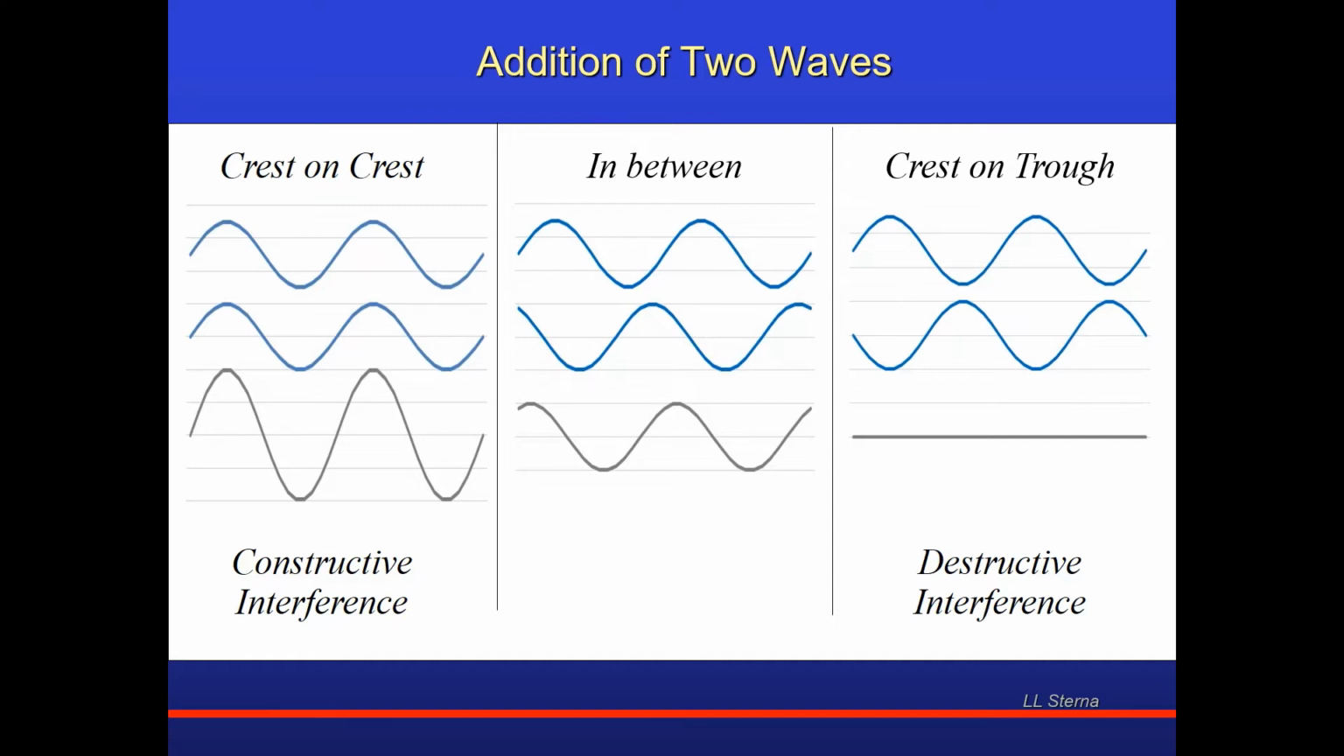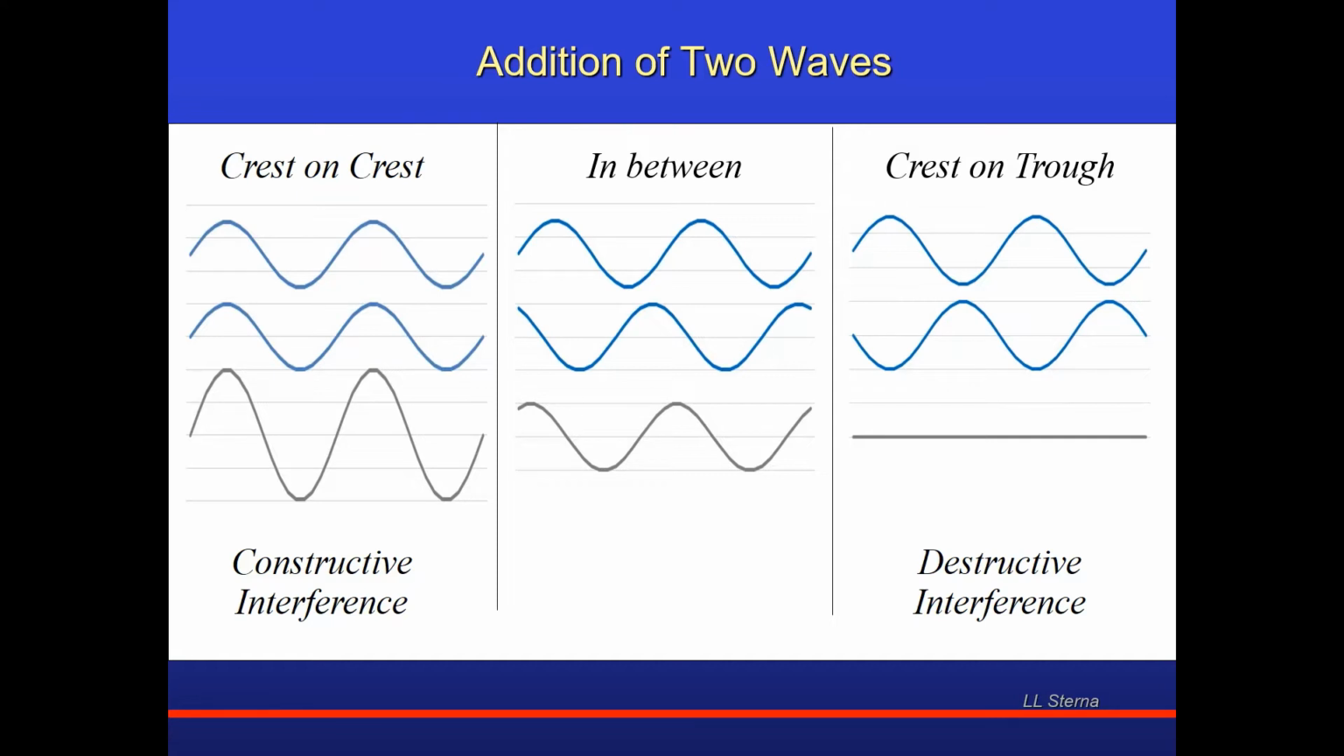So, we've looked at three cases here. The one in the middle, not very interesting. The other two, the constructive interference, the destructive interference, the two extremes are the most interesting. If this was a water wave, the constructive would give you a larger amplitude wave. The destructive would give you smooth water.